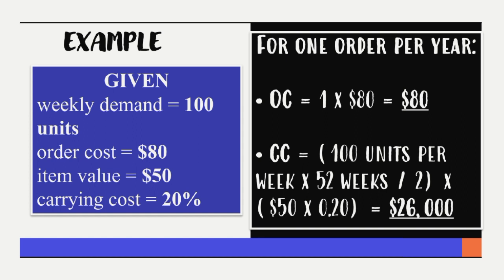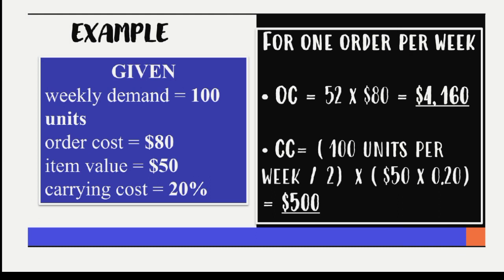For the carrying cost, it is equal to average inventory, or 100 times 52 divided by 2, times carrying cost, or the value of the product $50 times carrying cost of 20%, that is CC is equal to 2,600 times $10 is equal to $26,000.